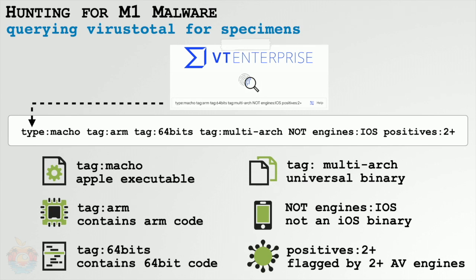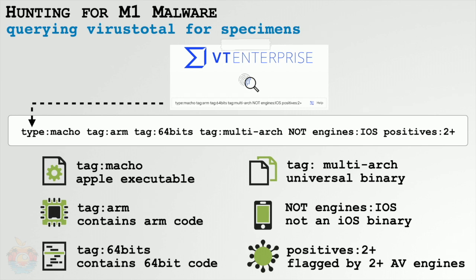My goal was to find M1 malware. We can see, based on the tags and types, I'm looking for a Mach-O binary. I'm saying type ARM 64-bit. I'm saying multi-architecture, basically looking for these universal binaries. Using the engine flag, I'm saying not iOS, as I'm only interested in Mac binaries. And finally, I'm looking for binaries that have already been flagged by at least 2 antivirus products.